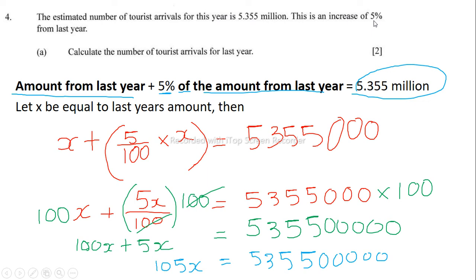It would be what? This number divided by what? 106. And if it was increased by 7%, it would have been the 5.355 million divided by 7. And so on. Okay, pretty neat.